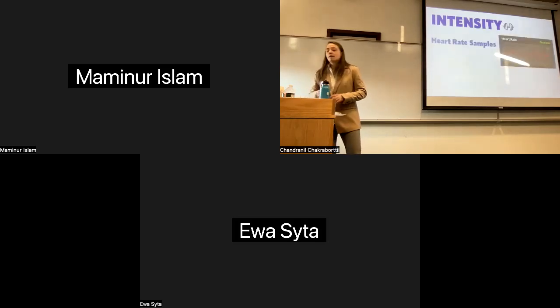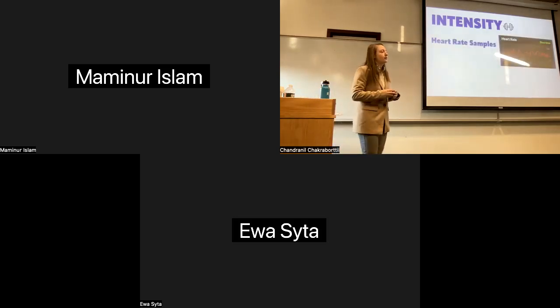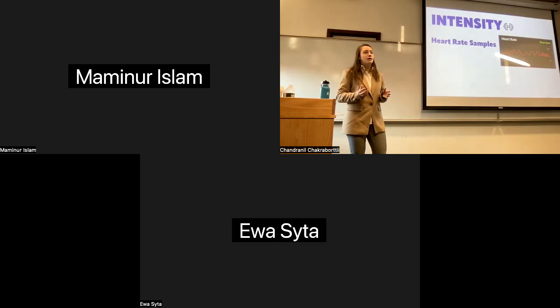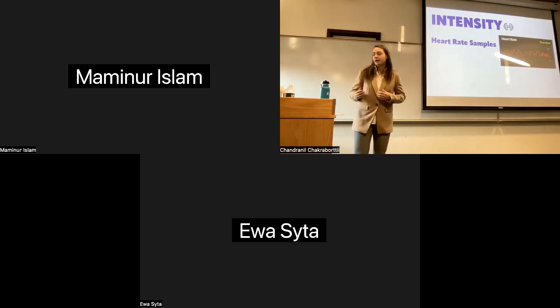Workout intensity. This starts with heart rate samples that are pulled directly from the workout. Here's an example of a workout that I've done and all the heart rate samples that have come from that. They're queried about every 5 seconds. So you're getting hundreds to thousands of heart rate samples for one workout, depending on the length.